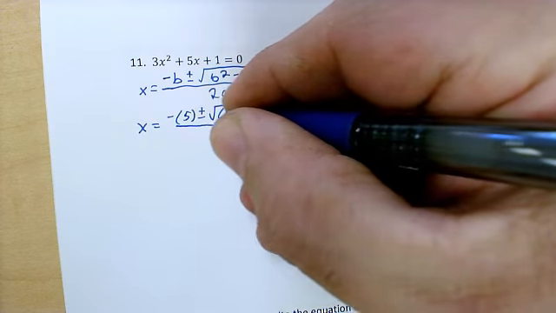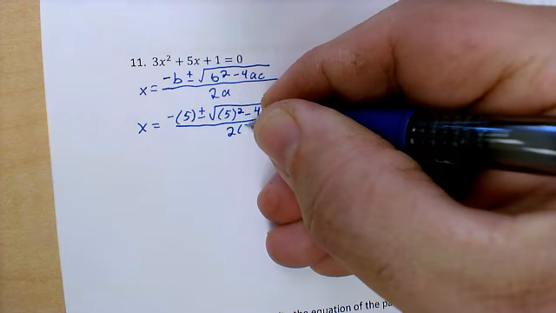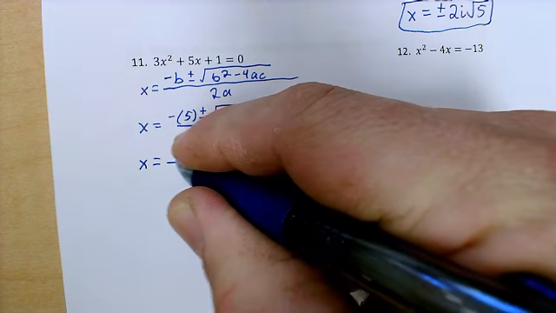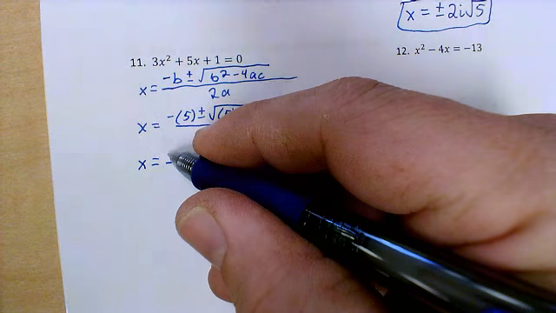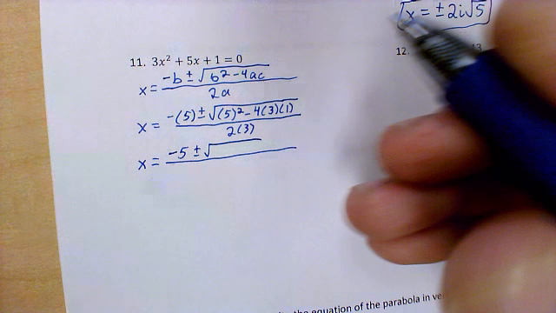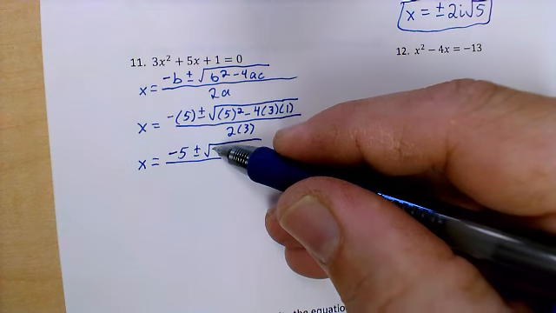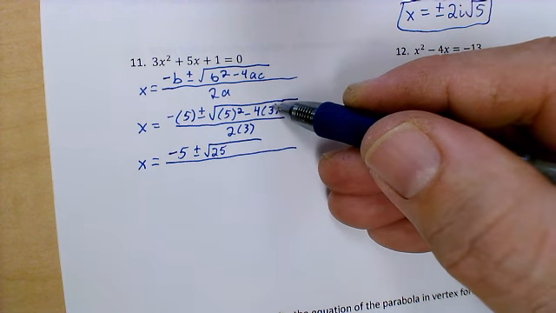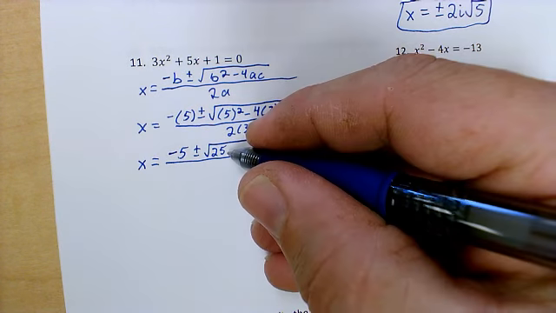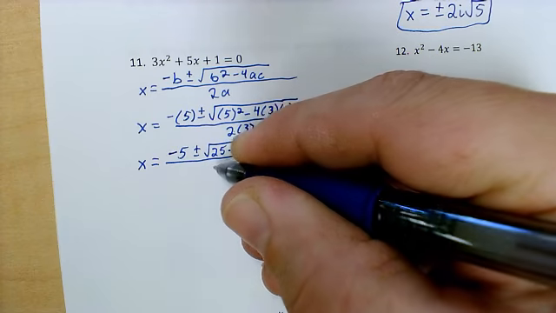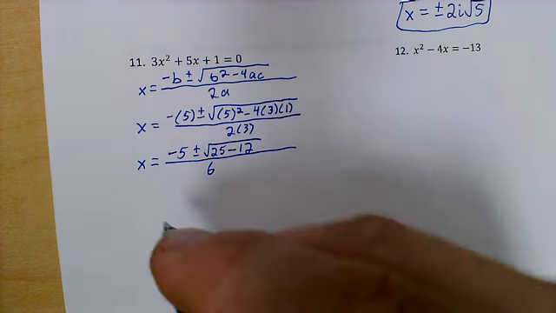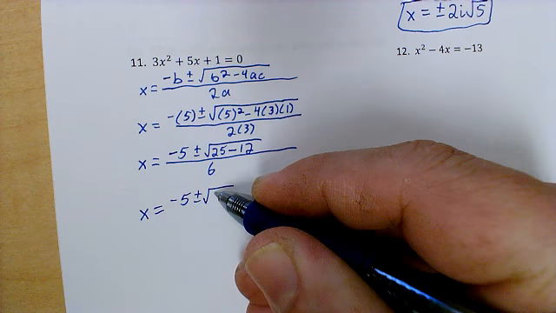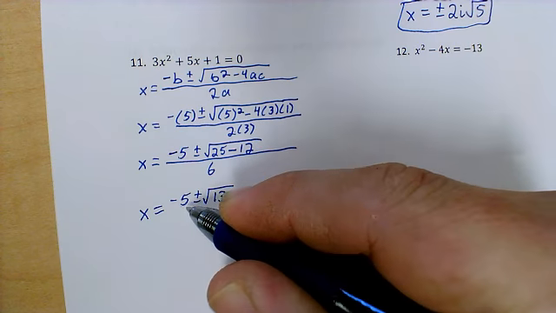Again, I'm substituting a, b, and c into the formula. Now I'm going to simplify everything a bit. You are allowed to use a calculator if you're having trouble doing some of this, but I'm just going to do it by hand. Negative 5, well, this is negative 5, plus or minus the square root. 5 squared is 25, minus 4 times 3 times 1. Negative 4 times 3 is negative 12. Negative 12 times 1 is negative 12. 2 times 3 is 6. All right, I can do 25 minus 12 and get negative 5 plus or minus the square root of 13 is my discriminant.